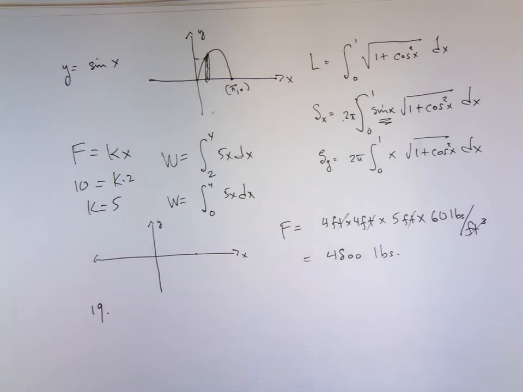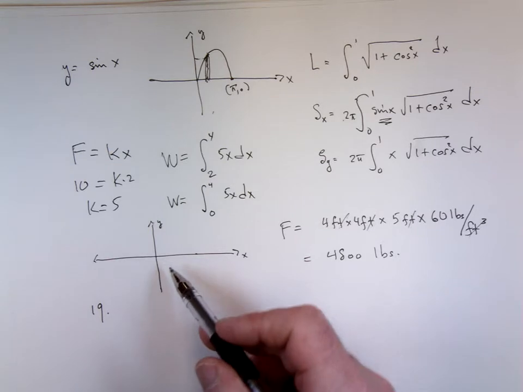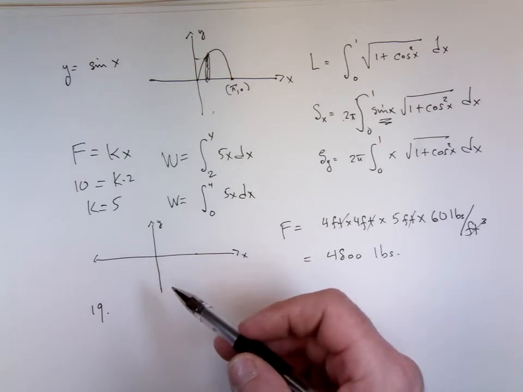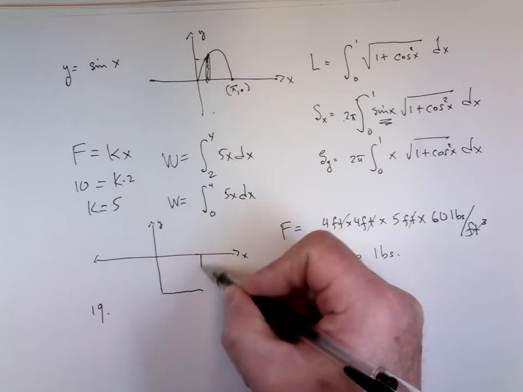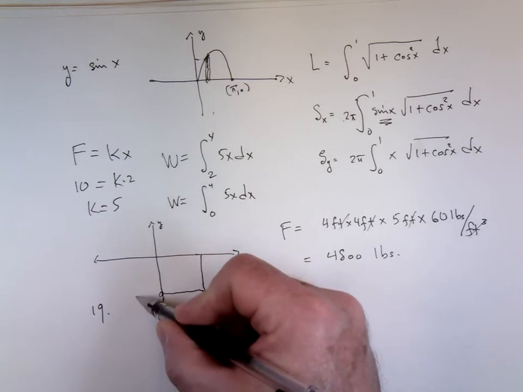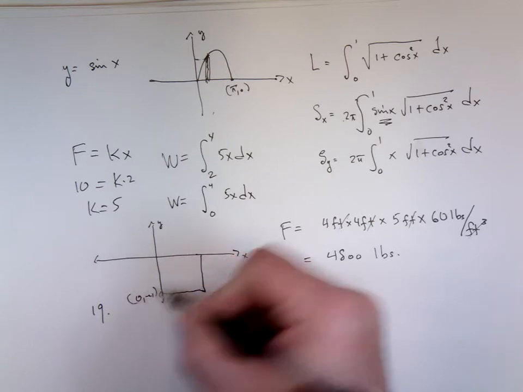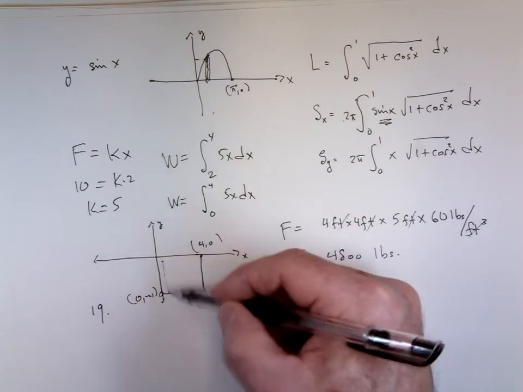Now we're going to take a vertical orientation. So here's the water, and the top edge is at 0 feet. So we've got a 4 by 4 right here. So this is 0, negative 4. This is 4, 0. Okay. And we want the force on this.